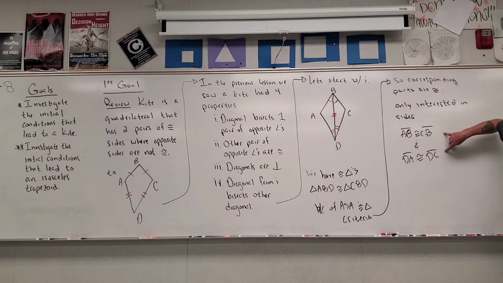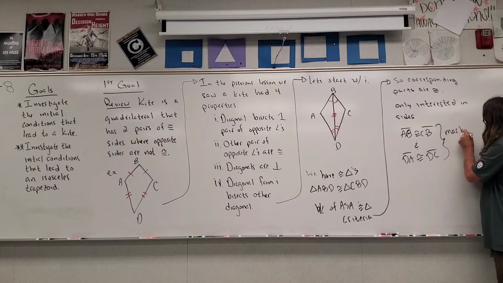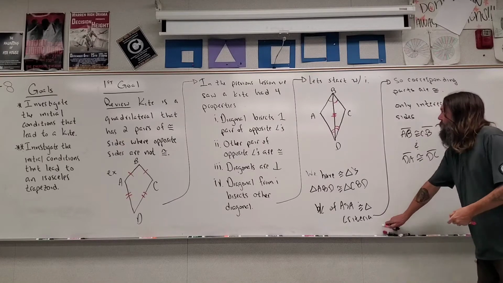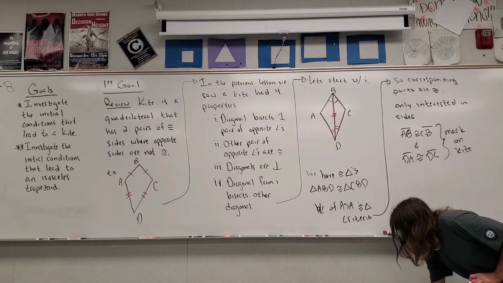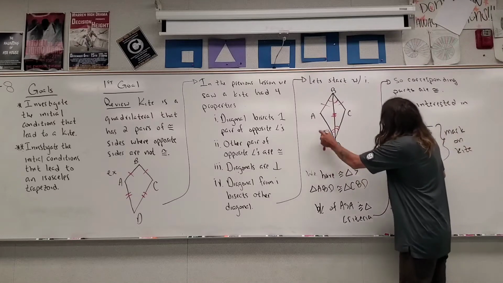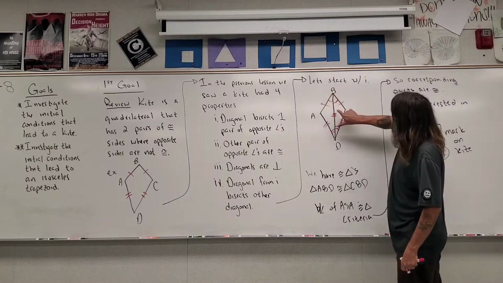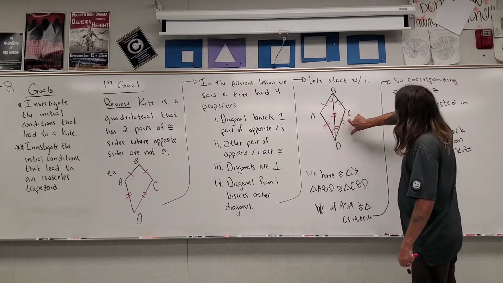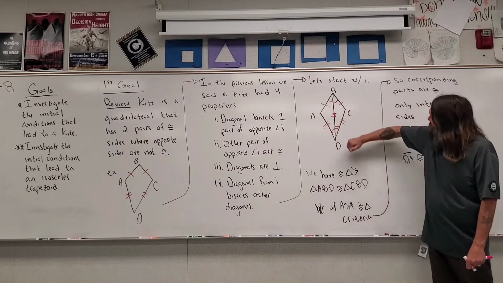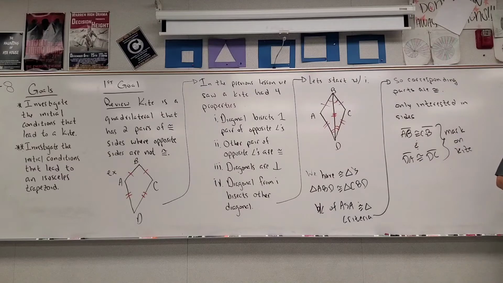And if we were to mark these on our kite, we see AB congruent to CB and DA congruent to DC. We see that we have two pairs of congruent sides where opposite sides are not congruent. Okay, I can't assume that the opposite sides are congruent. I can't. Just like I couldn't assume that opposite angles were congruent. So this initial condition leads to a kite.